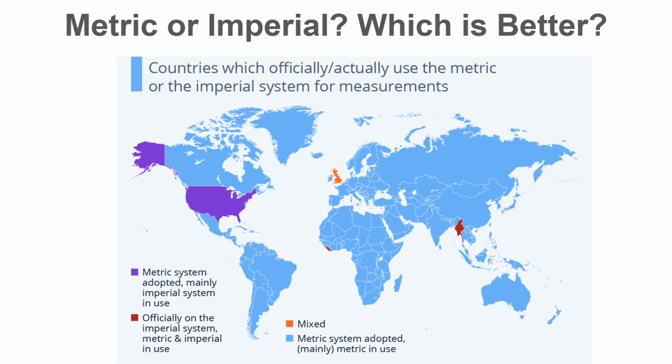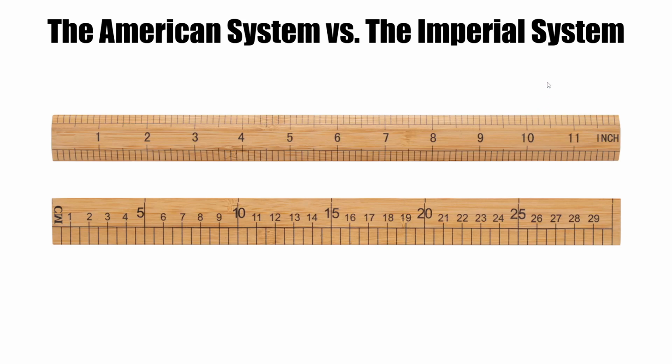But here's a map of who uses what and where. Officially, really, the only countries that use the imperial system are the United States and I believe Liberia and Burma. Could be wrong about that. A lot of countries use a little bit of both, as honestly does the United States. But let's get into it. So, the American system versus the imperial system, they are the same thing.